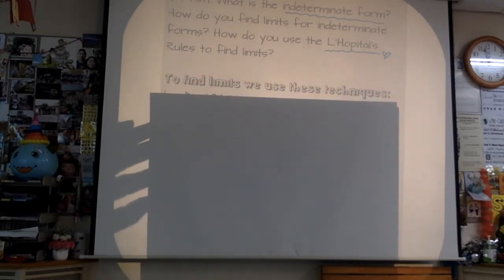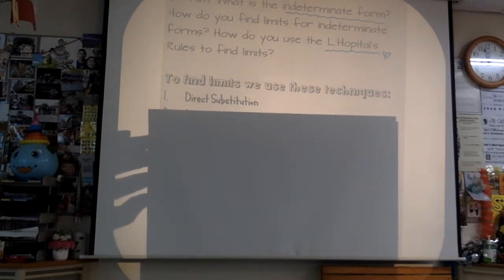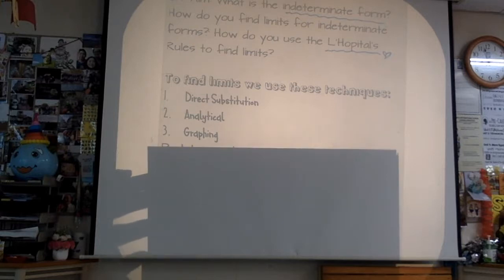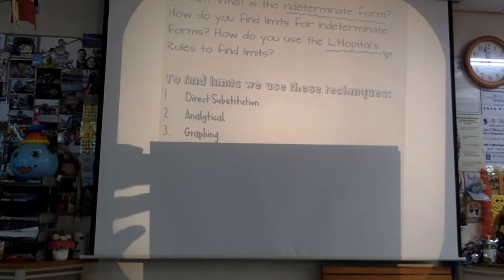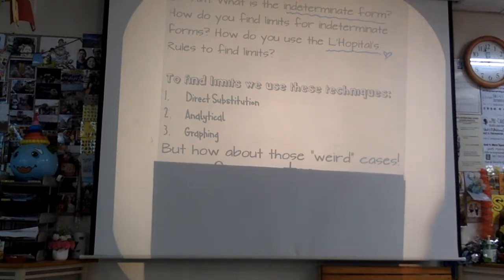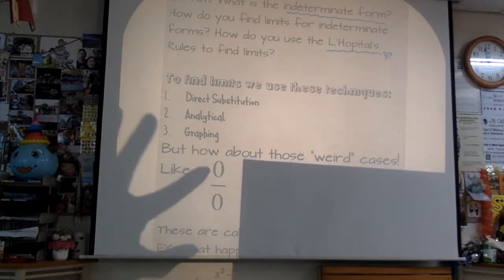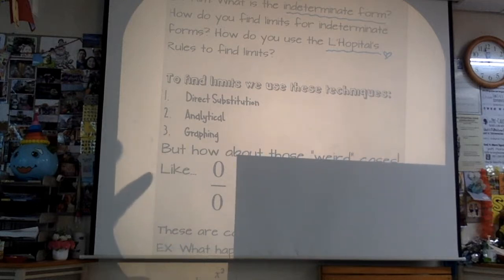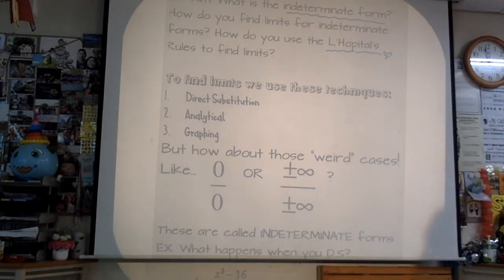To find limits, we use these techniques, right? We know the three techniques. We use direct substitution when we can, analytically, and graphing, which involve both. Like if you graph it on a calculator, you have to do some analytics, right? But how about those weird cases, like 0 over 0, or positive/negative infinity over positive/negative infinity?